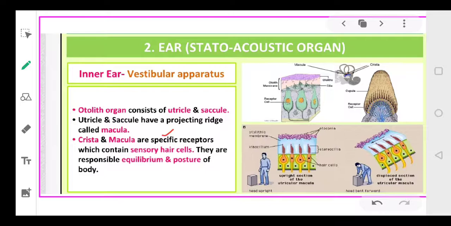Now coming to the next part. Now utricle and saccule they have a projecting ridge over the macula. जो आपके 2 parts हैं that is your utricle and saccule. अभी हमने बात की कि हमारा otolith organ जो है उसमें 2 parts होते हैं, utricle and saccule. Now your utricle and saccule, they have a projecting ridge. उनके पास एक projecting ridge होती है जिसको हम कहते हैं macula. Clear? What do we call it as? We call it as a macula. What do we call it as?